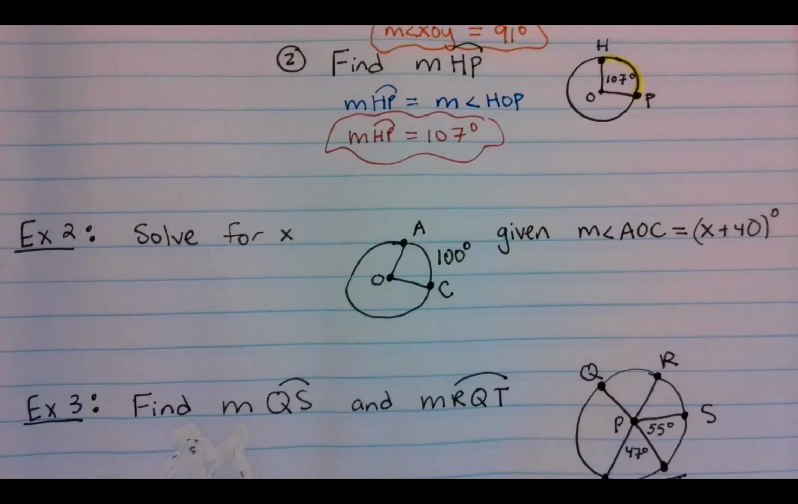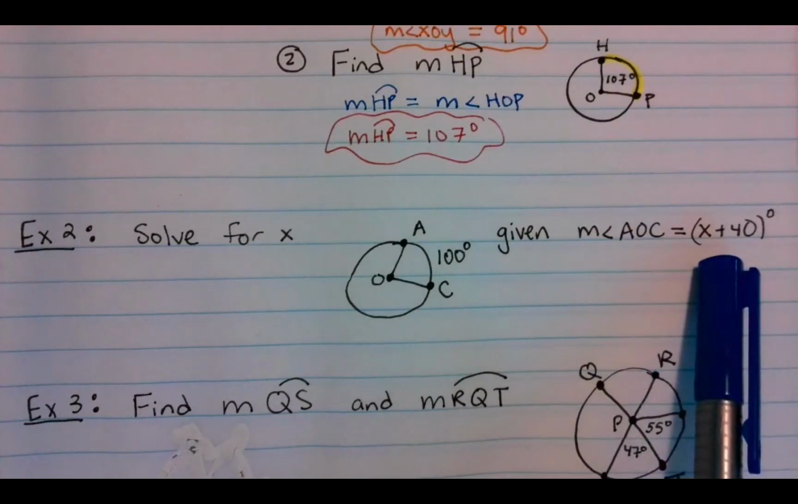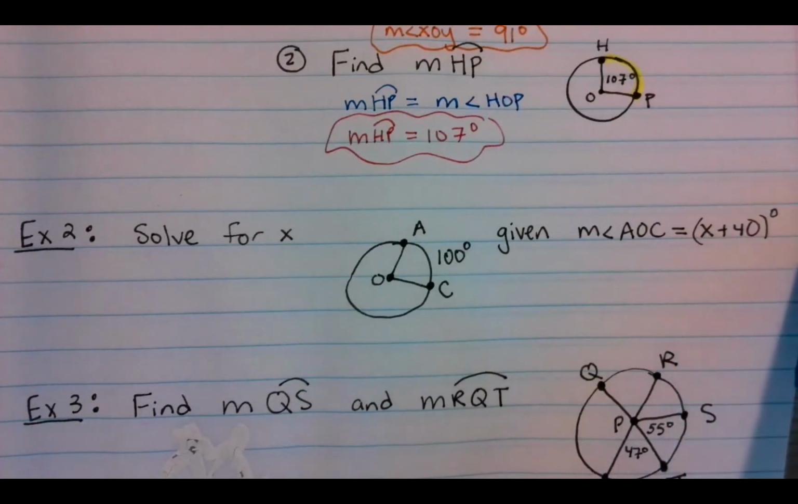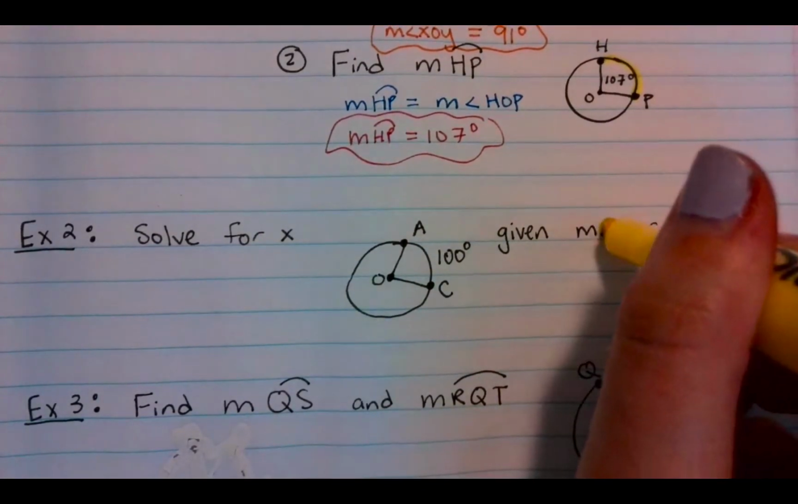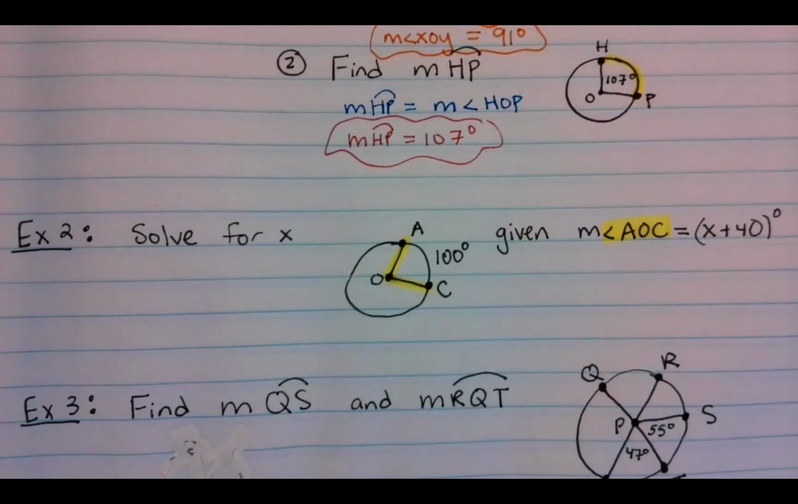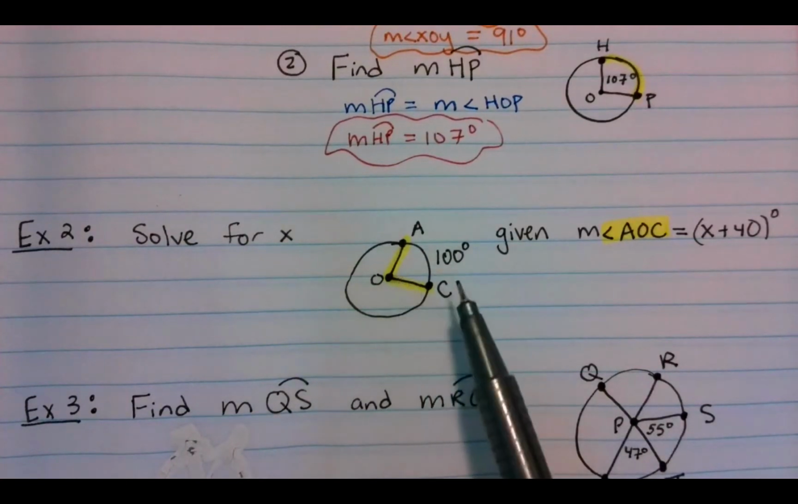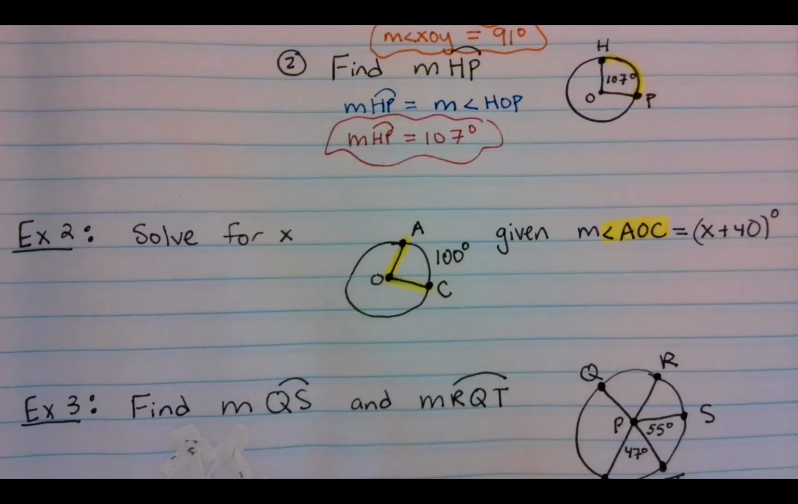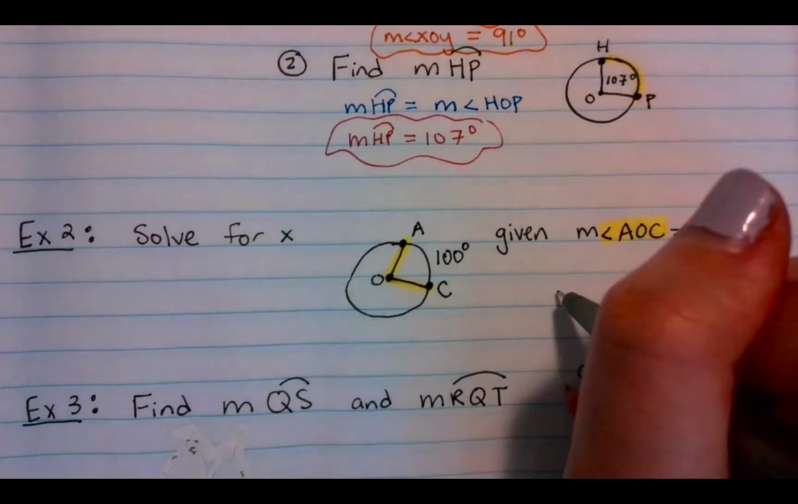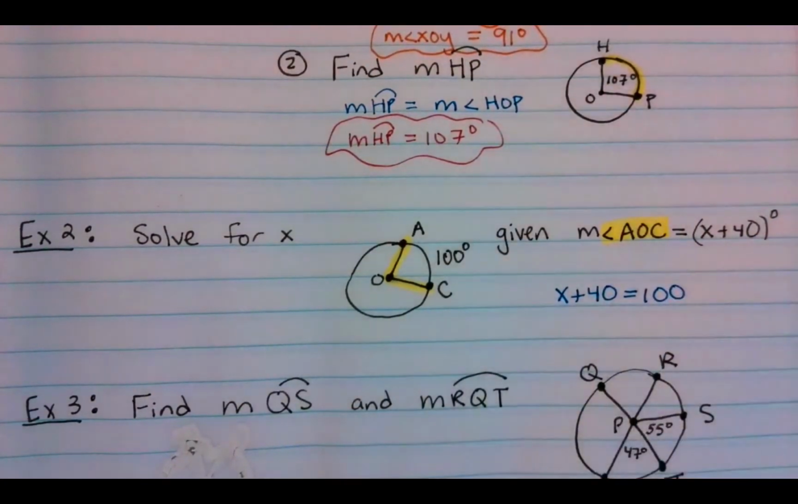Example 2 asks us to solve for x given that the measure of angle AOC is equal to the expression x plus 40 degrees. Okay, so let's talk about this. AOC is this angle right here, and yes, you guessed right, that is a central angle. And what do we know about central angles? Their measures are equal to the measure of their intercepted arc, and we've been told that the intercepted arc, AC, is equal to 100 degrees. So that means that this angle measure of x plus 40 must be equal to 100.